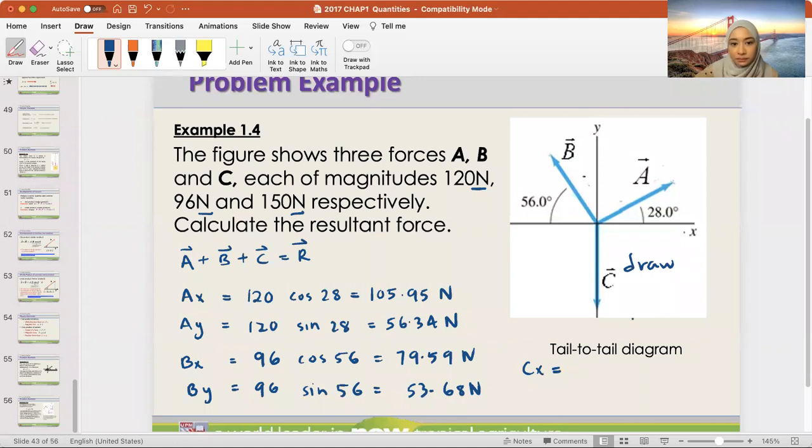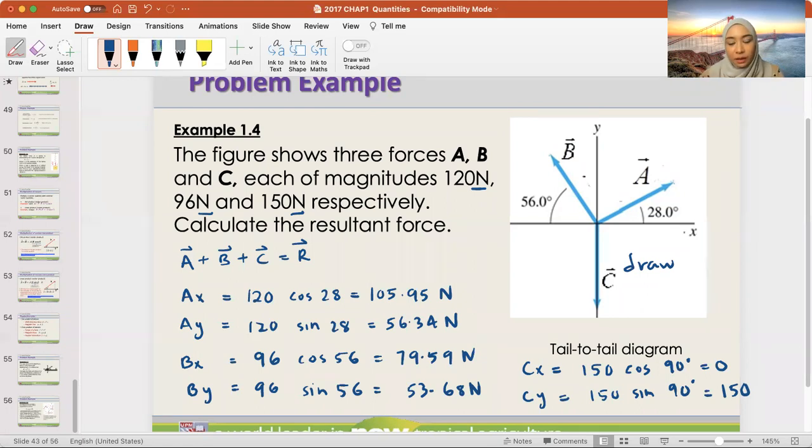150 cos 90 degree. Cosine 90 degrees. Okay. I get 0. And then CY, 150 sine 90 degree. I got 150 Newton. Okay, tak apalah. Thank you, Anik.